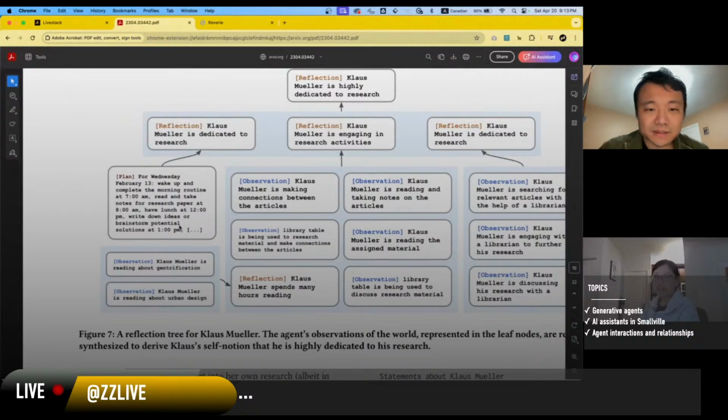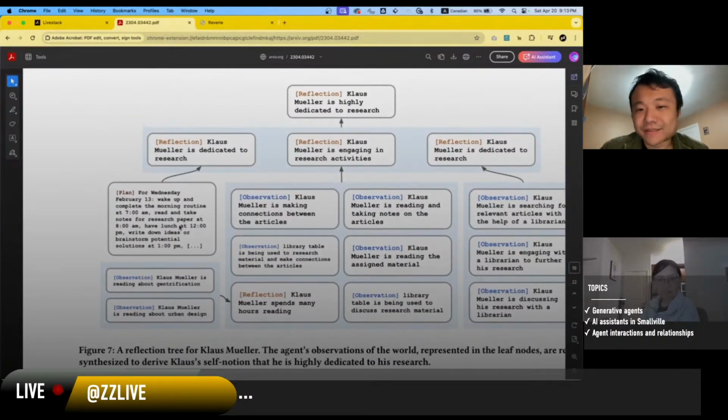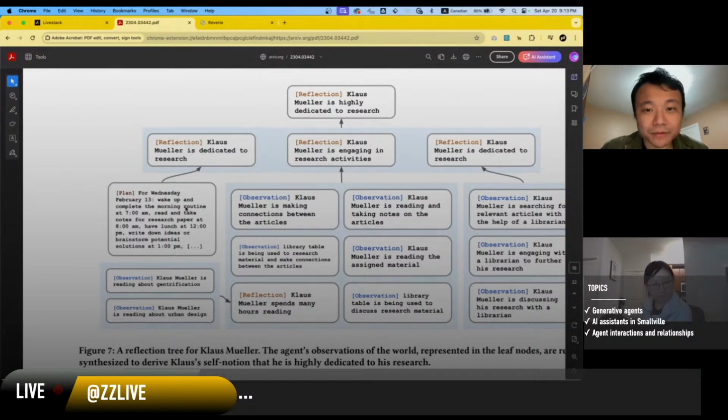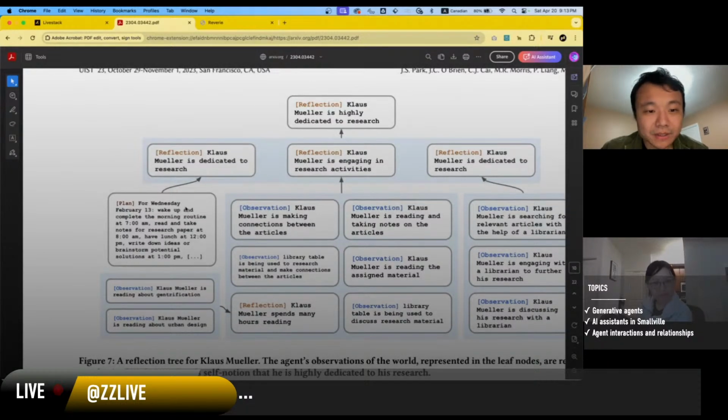Okay, let's look at this tree. This is the example. Observation: Klaus Mueller is reading a book about gentrification. Oh, this is the observation. So where does it start? This is a plan. This is his plan. And from this plan, the agent reflects and arrives at the conclusion that Klaus Mueller is dedicated to research, just by looking at his planning.